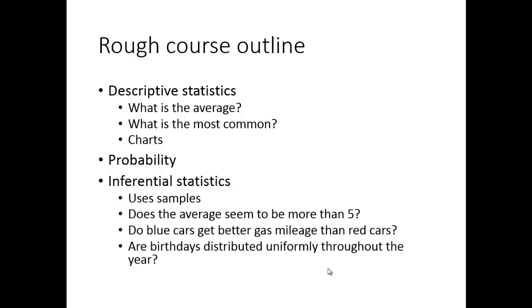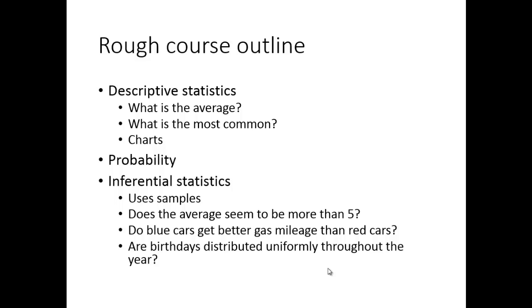Something else you could say is, are birthdays distributed uniformly throughout the year? So we're not going to take every person in the world or whatever our population is, it's well defined here. We're not going to do that with every person. What we'll do is take some, maybe 100 people, maybe 200, maybe 1,000 people, map out their birthdays, see if it seems like things are uniformly distributed. That's our rough course outline.